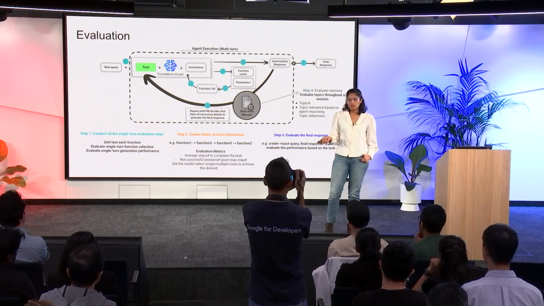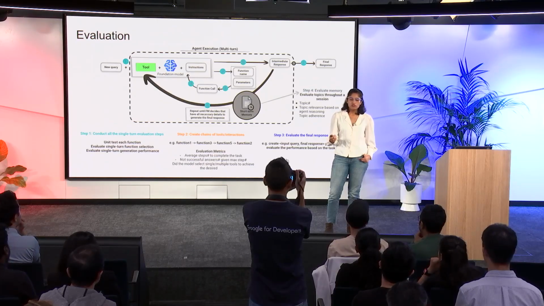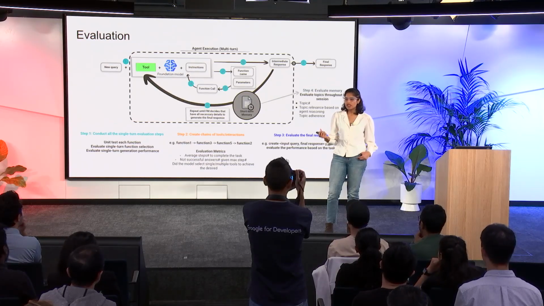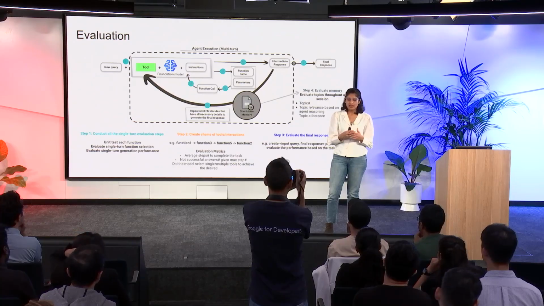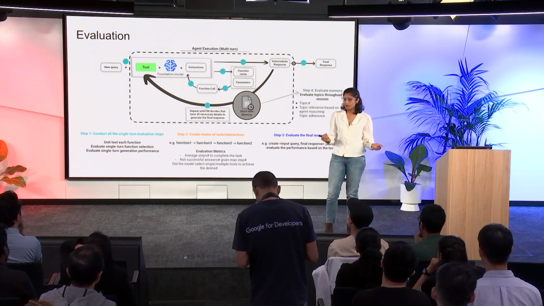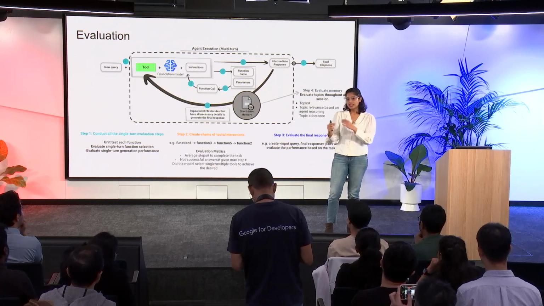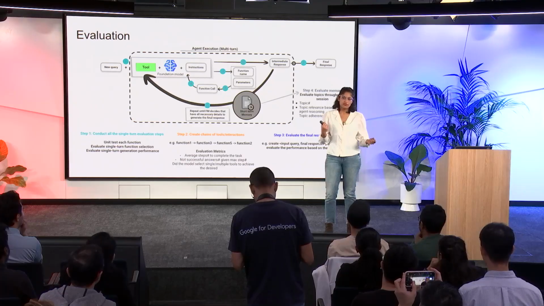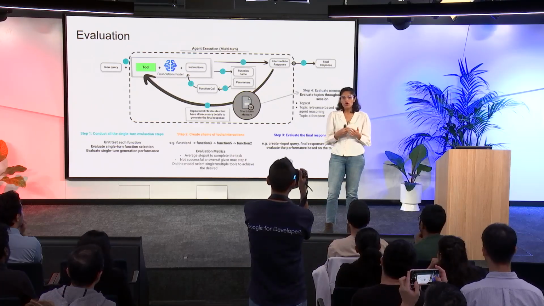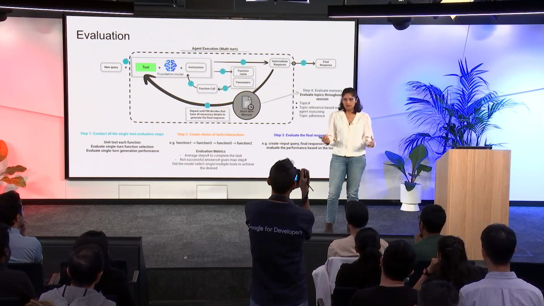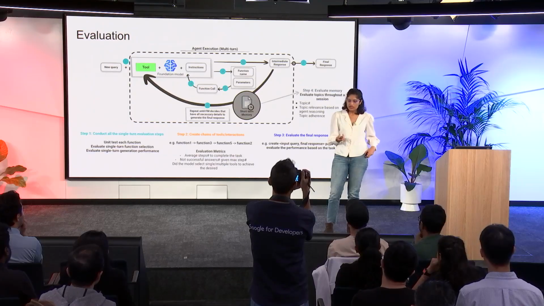And then the final response. Your final response depends. If it's text, then you would probably use LLM as a judge as an eval, and then create some specific eval metrics for that, like correctness or comprehensiveness. These are some of the metrics that we've used for some of the agents.